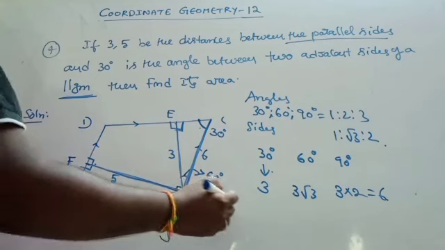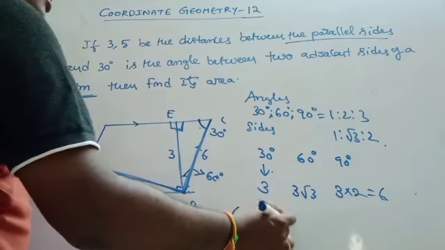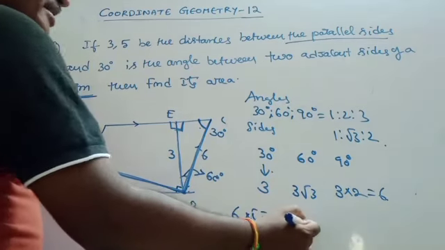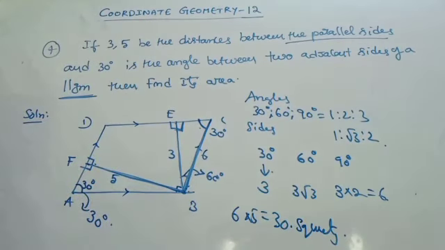Base into height, that will give you 6 into 5, that is equal to 30 square units, which is the area of the parallelogram. We are going to get it in this way. Beautifully, we have got the result either by geometry or by trigonometry. We can get this, of course.